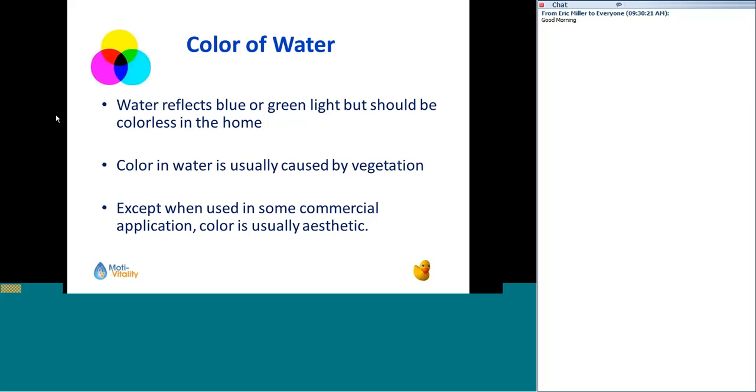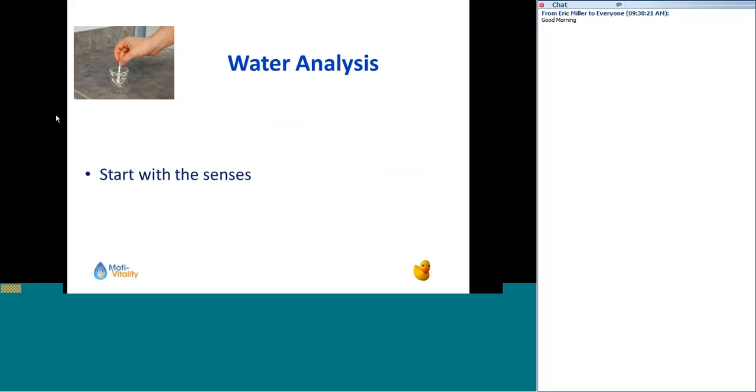So if it's still showing up as iron, then you've probably got tannins in the water. That's just a quick, easy little field test to tell whether or not you have organics or tannins in the water. All right, water analysis.